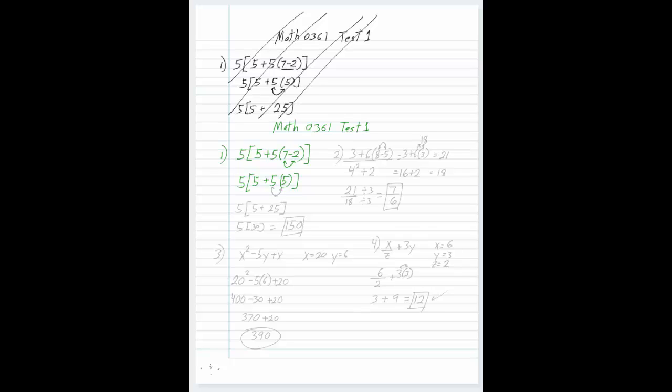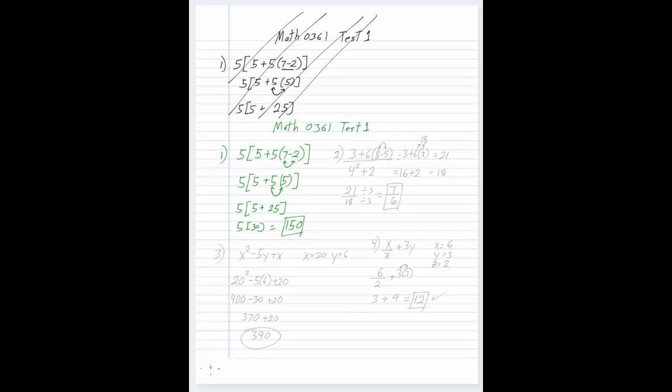Now, still looking inside, I'm actually going to do the multiplication of this 5 with this 5 first. And 5 times 5 is 25. Everything else comes down. Okay, still working inside brackets, I will add 5 and 25. 5 plus 25 is 30. And the last step is to multiply this outside 5 with this 30. And 5 times 30 is 150.